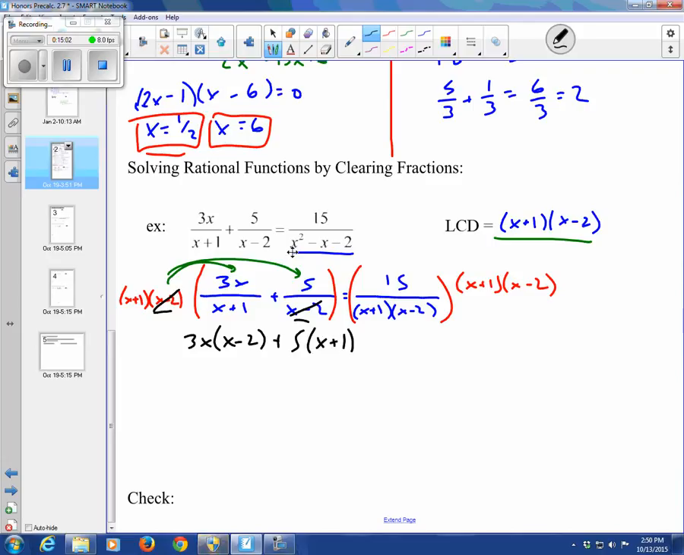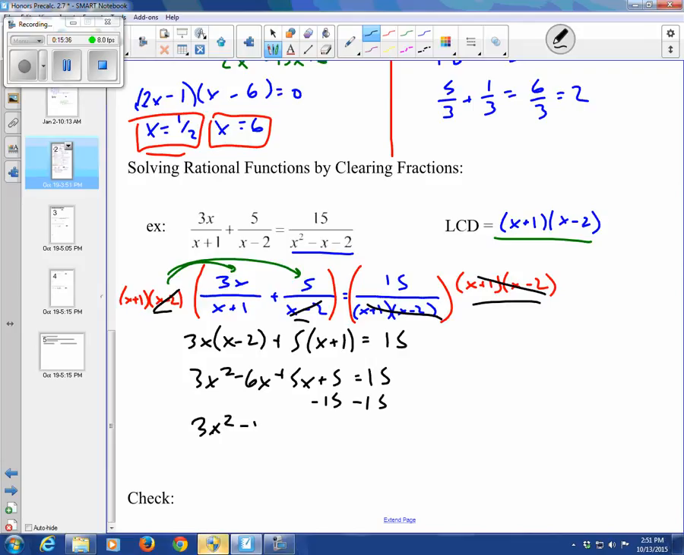When I multiply on the right side, I am multiplying by x plus 1 times x minus 2 and dividing by that, so that cancels out altogether. I just get 15. Now right here, we can simplify this side. We can see that we're going to get a quadratic equation here when we multiply through. And so we're going to want to bring all of our terms to one side and see if we can factor or maybe use the quadratic formula. So right here I'm going to minus 15 and minus 15, and this is going to be 3x squared, and then right here this is going to be minus x, and then minus 10 equals 0.